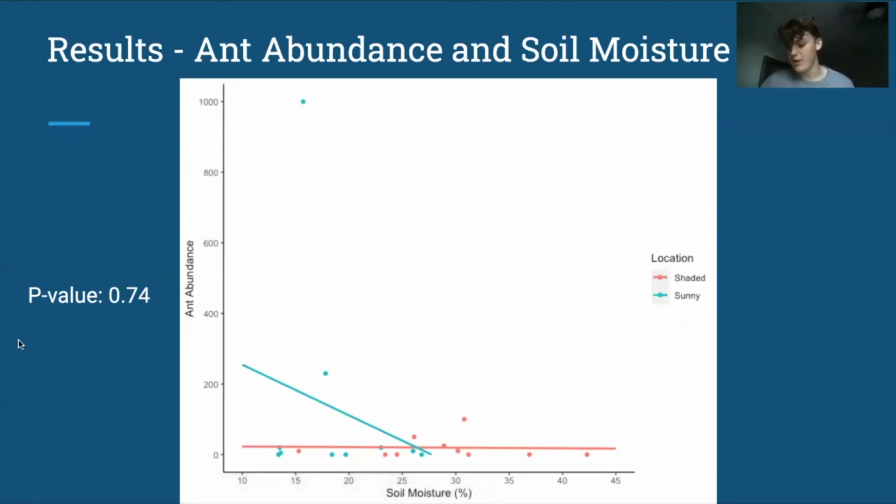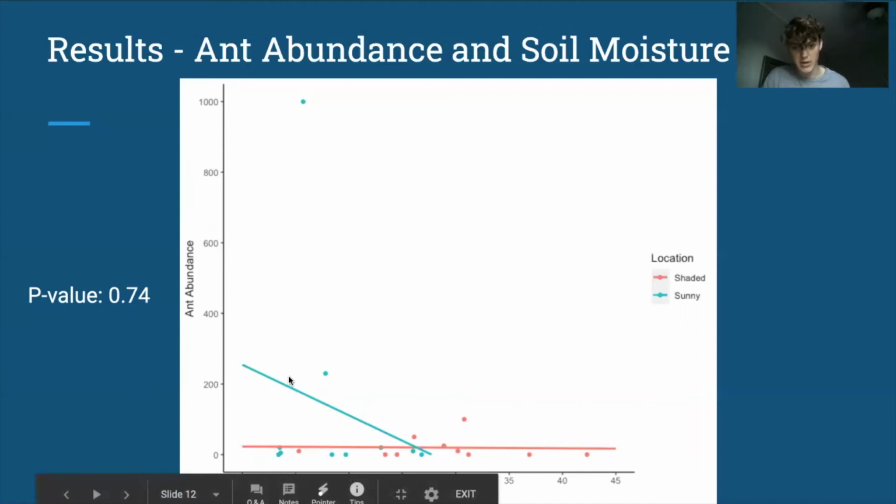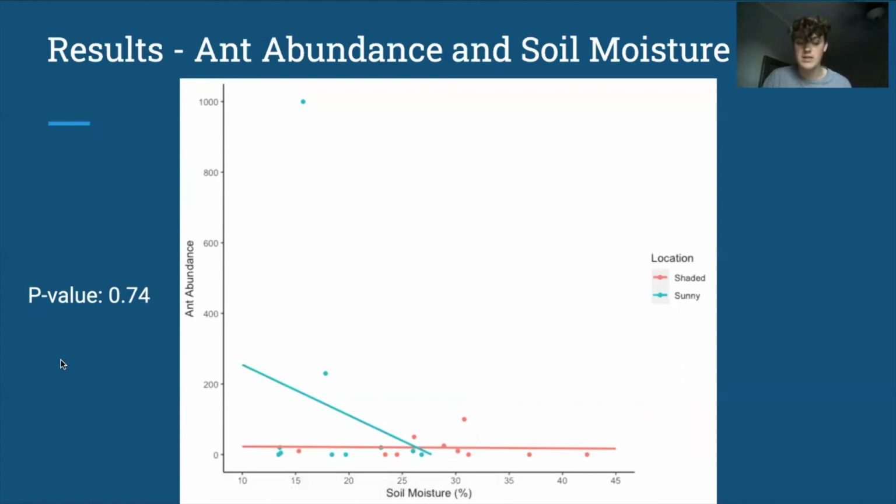For the past three figures, we ran t-tests to run comparisons on the bar graphs. Now we will run regressions on two linear graphs, each showing a relationship. This figure shows the relationship between ant abundance and soil moisture percentage. As soil moisture increases, we see that ant abundance decreases in the sunny area. In the shaded area, ant abundance remains the same as soil moisture increases. Our p-value was 0.74, showing the difference was not significant.